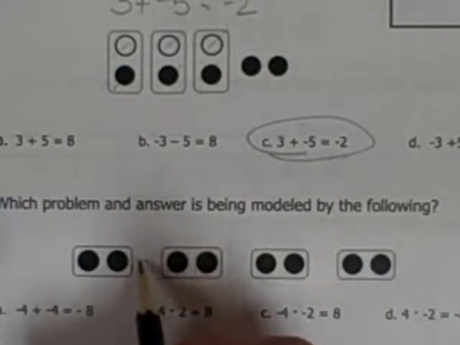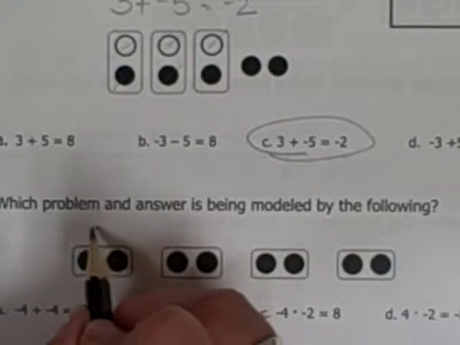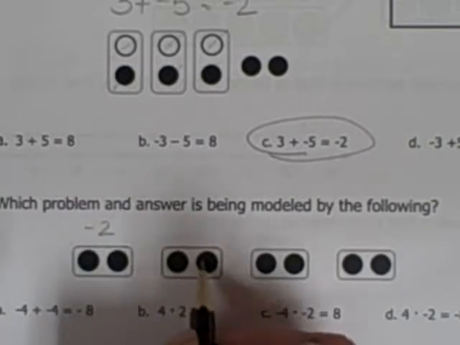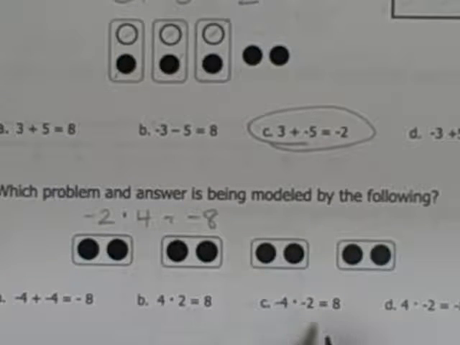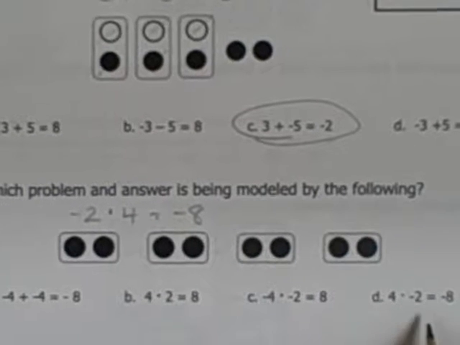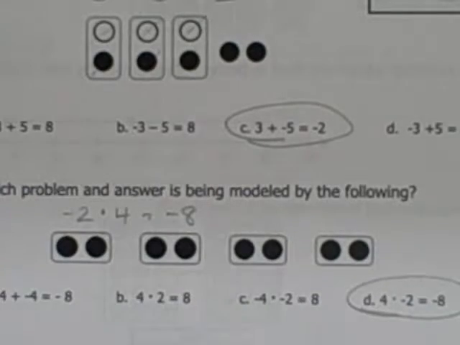This one is a multiplication problem where you've got, using that same key that you had up here, negative 2 taken 4 times, that's going to give you negative 8. Now, the one that's answered here is actually 4 times negative 2 equals negative 8, but they both mean the same thing.